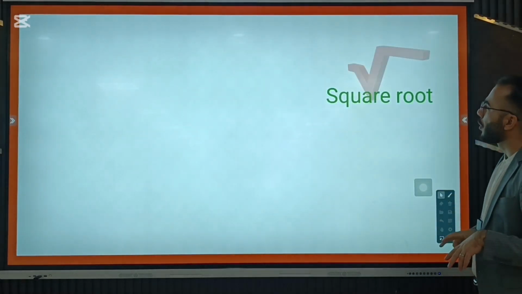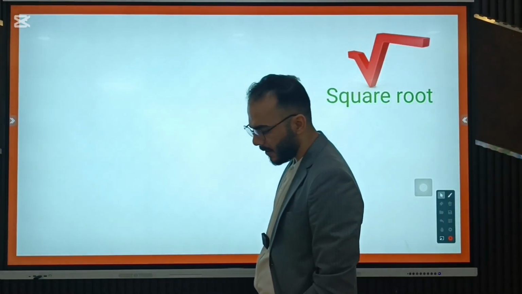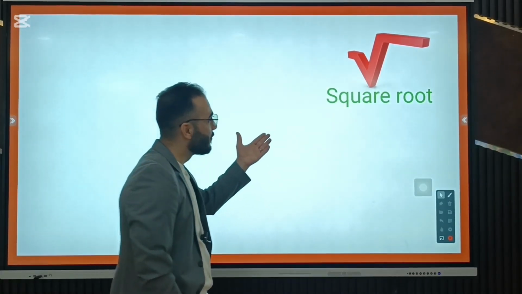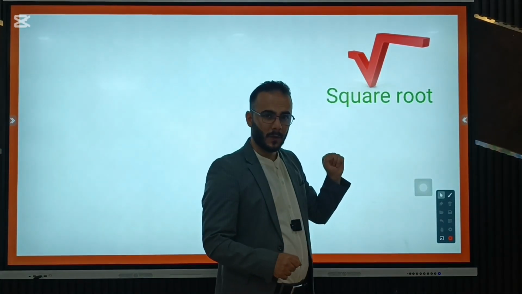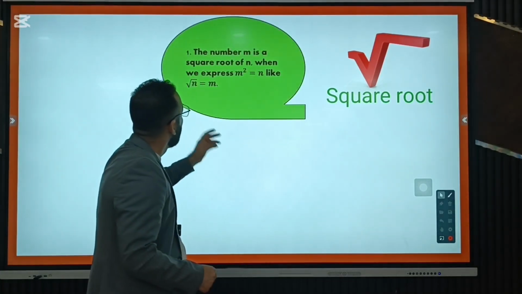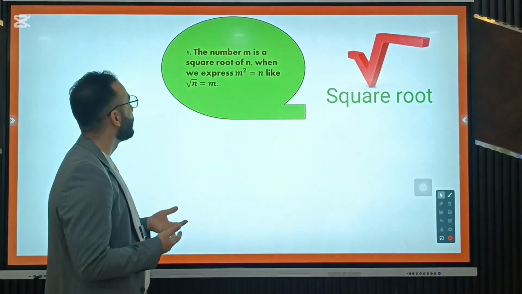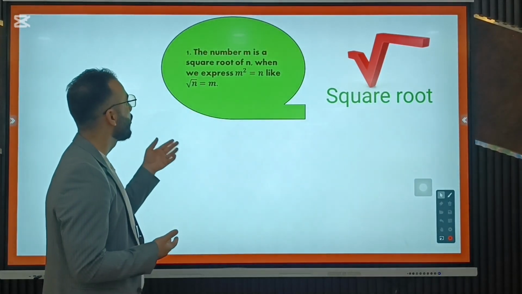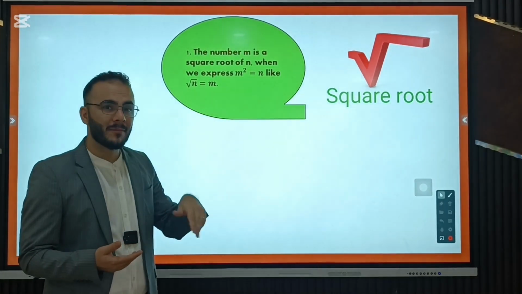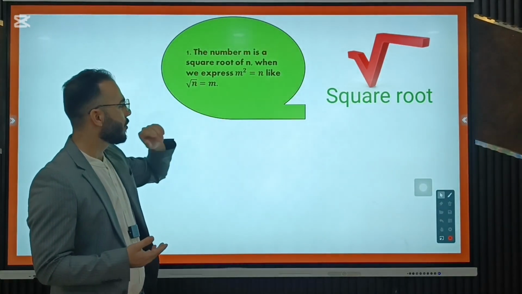Okay, so we have square root. Basically, square root is very important to be known at the stage we are in, which is 10th grade. This is the symbol of square root. Here we have something regarding square roots that we need to take care of and know. The number m is a square root of n when we express m to the power of 2 equals n, like square root of n equals m.